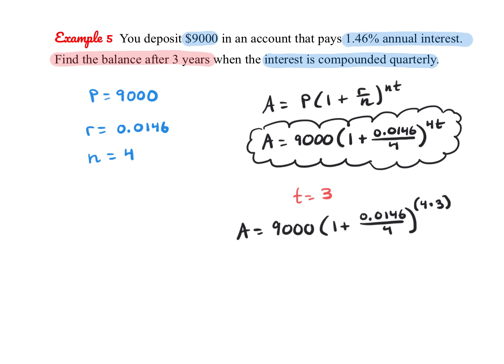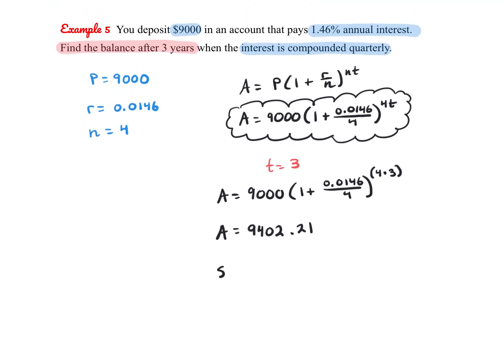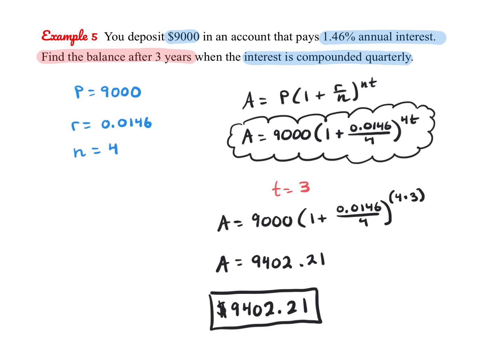And we should get about 9,402, and I'm going to round to the nearest hundredths. It's money, and money is rounded to hundredths, so let's do that consistently. So we have $9,402.21. So you can see that just by doing nothing, literally just by leaving your money alone in this account, in 3 years, you've made over $400. And again, we are earning more because it is compound interest rather than just simple interest.